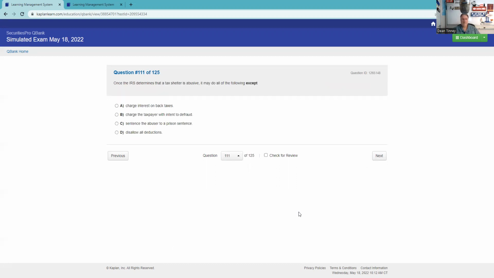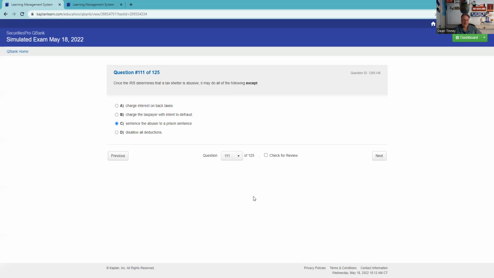Once the IRS determines that a tax shelter is abusive, it can do all the following except charge interest taxes. The IRS doesn't usually throw you in prison. They refer you to the Department of Justice to do that. Disallow all your deductions. I'm going to say they can't throw me in prison. I'm not sure I'm going to get this right, but they would refer you to the Department of Justice. So the IRS isn't the one who actually throws you in jail. So I may miss that one. Let's see if I get that one right.